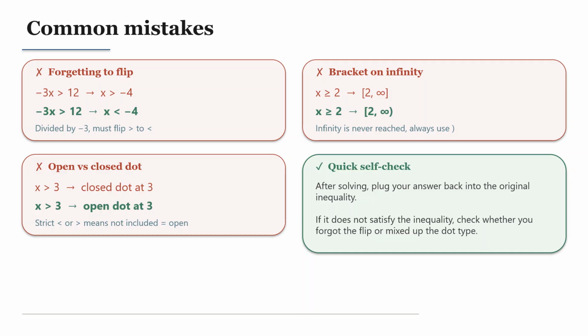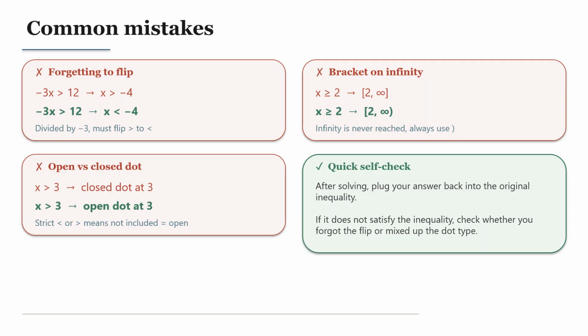For example, negative 3x is greater than 12. If you divide both sides by negative 3 and write x is greater than negative 4, that is wrong. Because you divided by a negative, the sign must flip. The correct answer is x is less than negative 4. This is the single most common error in this entire topic.